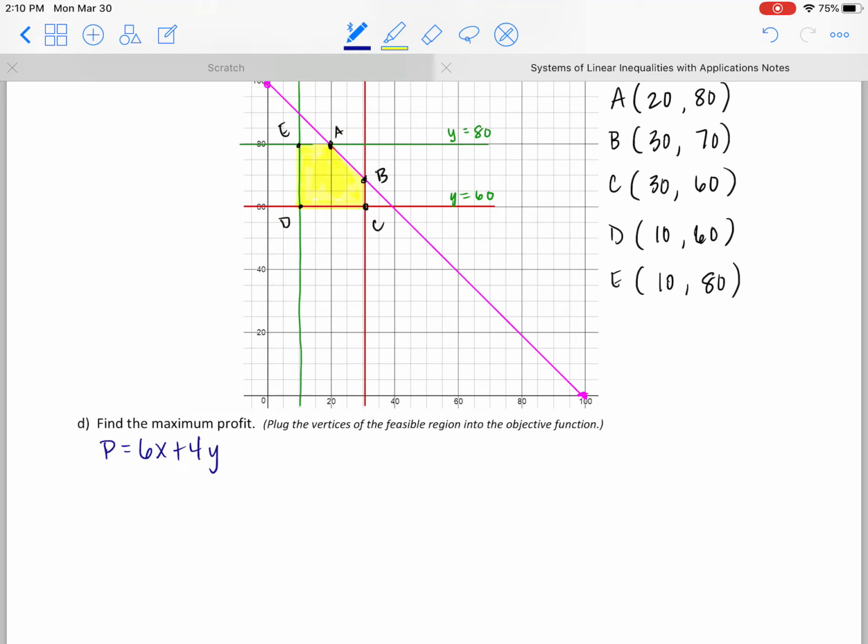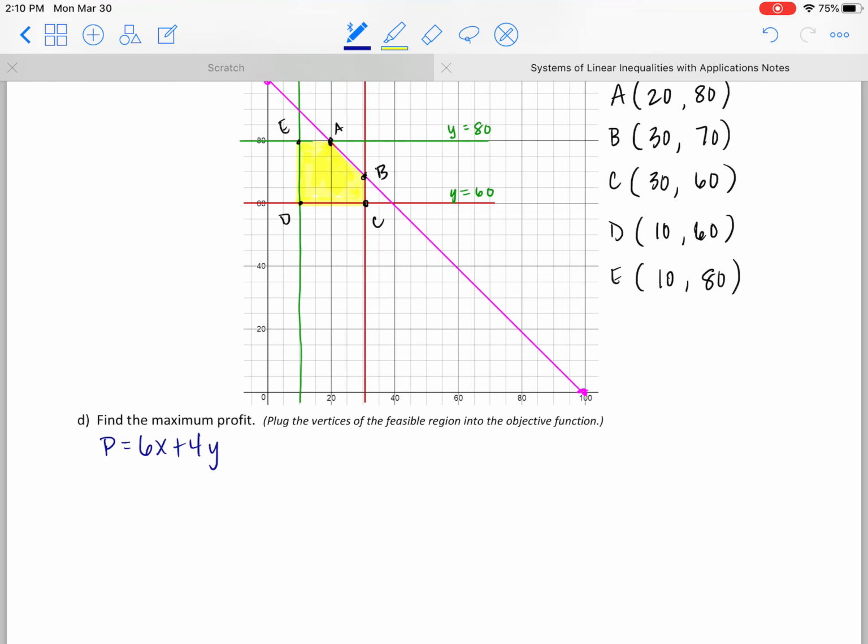So the objective function said that the profit was going to be $6 per large plus $4 per small, right? So if I plug in A, that would be 6 times 20 and 4 times 80. So that would be 120 and 320, which would be $440. So if they made 20 large cases and 80 small cases, their profit's going to be $440.